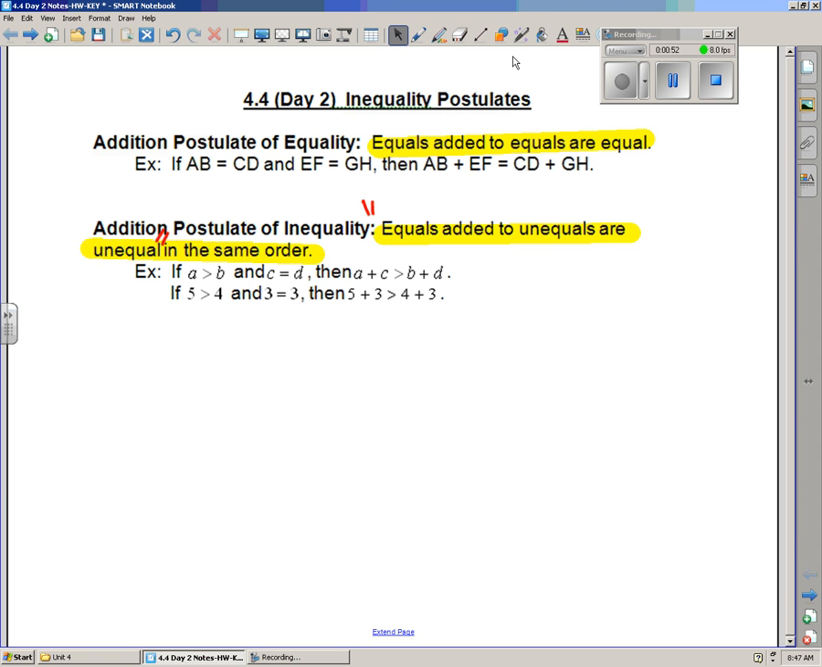For example, take a look at this next piece. If 5 is greater than 4, and 3 equals 3. Well, by adding 3 to both sides, then 5 plus 3 is still going to be more than 4 plus 3. So the fact that we started out with an inequality and we added equals to that inequality, they remained unequal, but still in that same order. 5 more than 4 is still going to be 5 plus 3 more than 4 plus 3. So equals added to unequals are still unequal in that order.